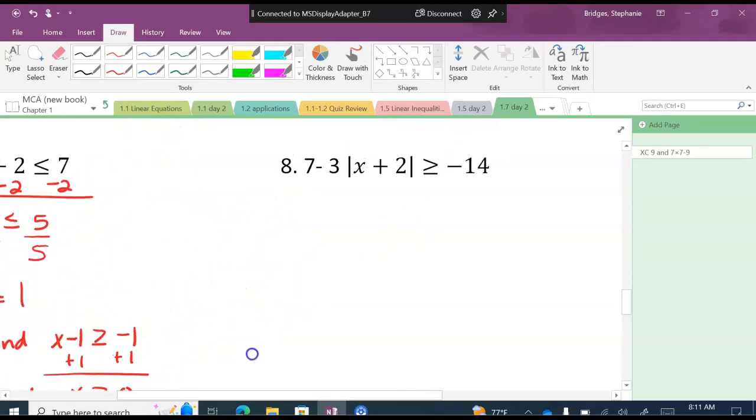I want you to start working on number 8. Okay, and what I mean by that is we need to get that absolute value all by itself first. So I want you to start working on isolating that absolute value. So what would I have to do?